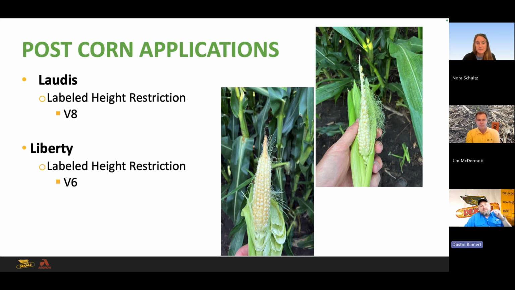These pictures were taken from a field last summer that was probably sprayed closer to about the V9 time frame. It flashed really hard, and I was hoping it was just going to be a yellow flash early and not affect ear development, but we had a lot of problems with arrested ear in this field and it probably cost the grower upwards of 60 bushels on this particular farm. So just want to call that out: as we're spraying more Liberty in corn, its height restriction is V6.